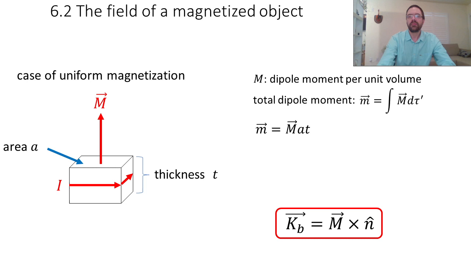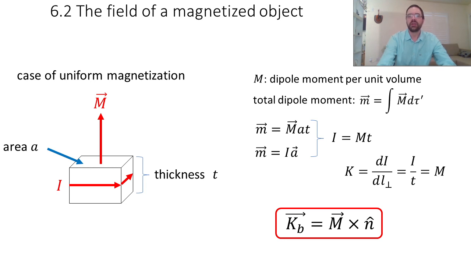Since the magnetization is uniform, I can write the total dipole moment as M times the volume, so M times A t. But we also know that the total dipole moment can be calculated as the current I times the area of the loop A. So combining these relations, we find that I is equal to M times t. I is the total current, but the surface current density K is obtained by dividing by the thickness. So K equals I over t, and since I is equal to M t, then K is equal to M. So you see that the value of the surface current density is equal to the value of the magnetization.